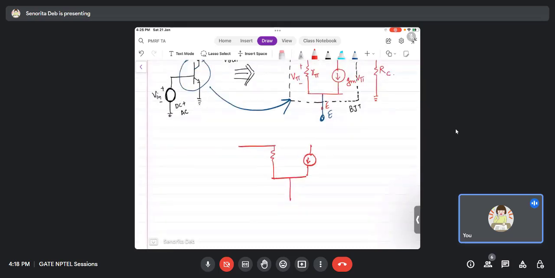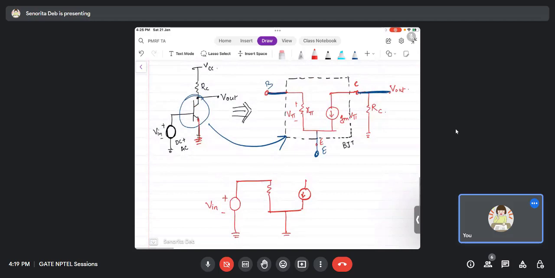Now, where is the input put? The input is from base to ground, right? So I have put it like this: plus minus V in to ground. Emitter is already grounded. g_m V pi is a dependent current source. It depends on some other voltage or current which is generated in another part of the circuit. V pi is the voltage on which this current source depends, and it is generated across the input resistance R pi.